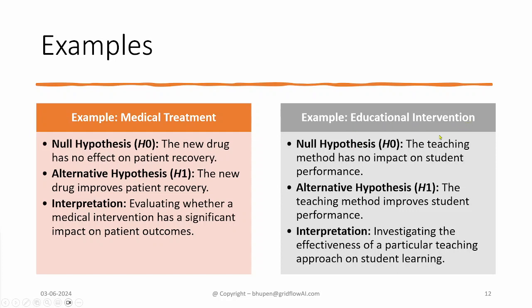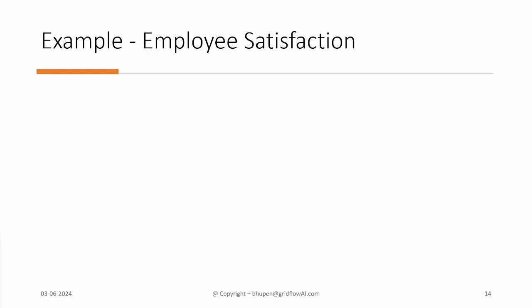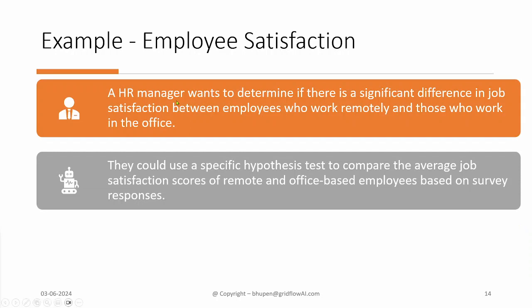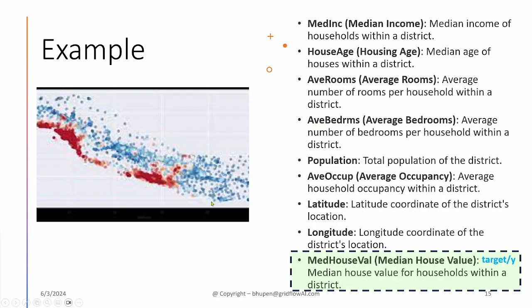Similarly, educational intervention, a teaching method being introduced. Before the method is introduced, you collect the scores, and after the method is introduced, you collect the scores again, and then you compare. And after that, you make an interpretation whether the teaching method was really effective or not. Employee satisfaction, again, similar. Let's say the employees have been given some incentive, or some change in the work schedule, and then you measure the employee satisfaction before the intervention and after the intervention, and then you compare. So that would be another example.